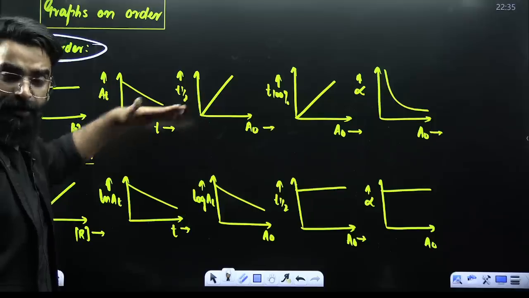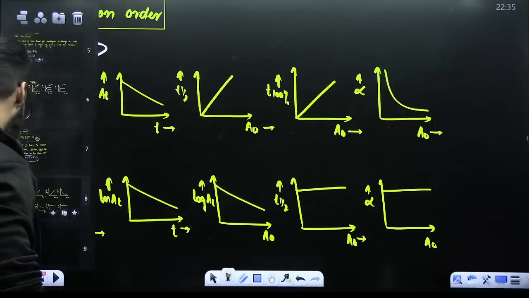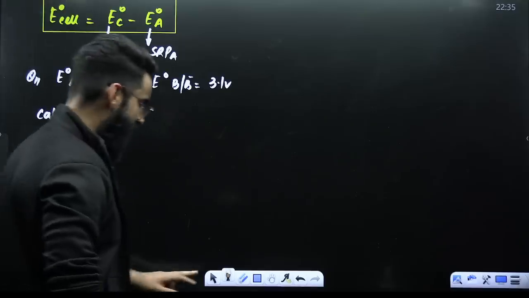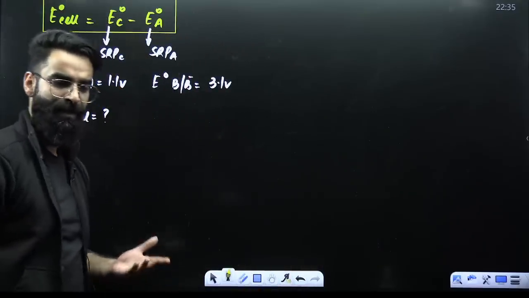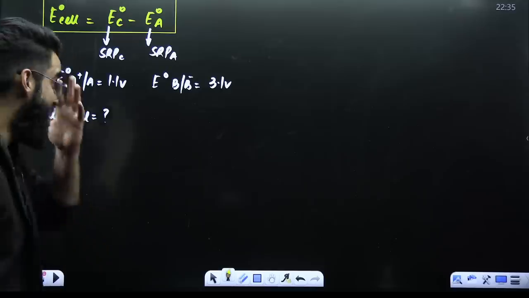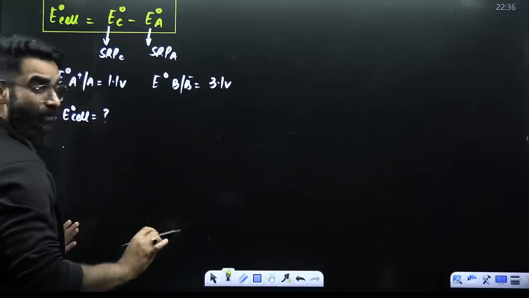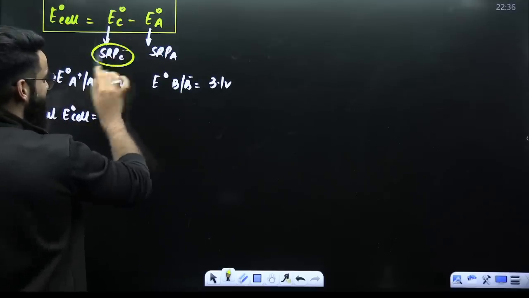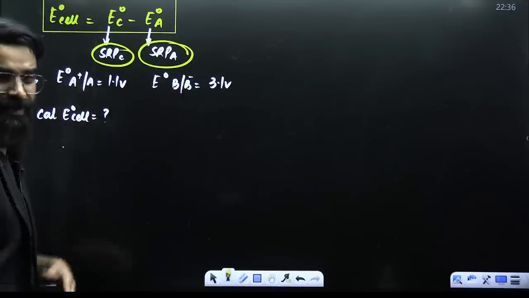One is for zero order and the second part is for the first order reactions. One again important part. My dear students, there is again one more important thing which is frequently asked, that is calculation of E0 cell. How do you calculate the standard EMF of the cell? You know, standard EMF of the cell is nothing but E0 cathode minus E0 anode. What is E0 cathode? That is SRP, standard reduction potential of cathode, minus standard reduction potential of anode, right?